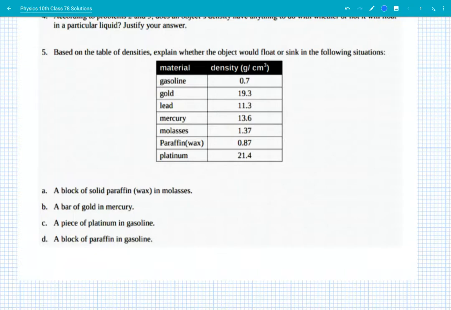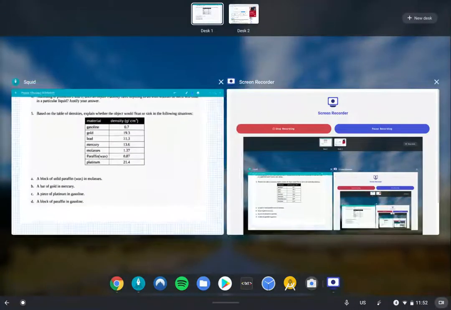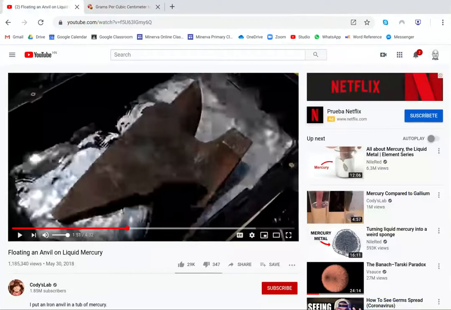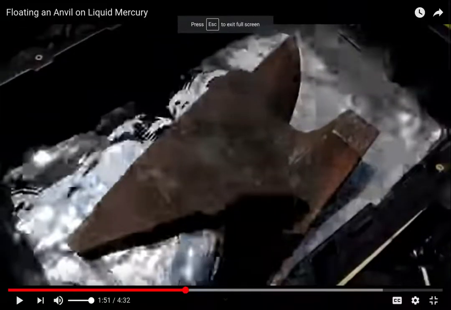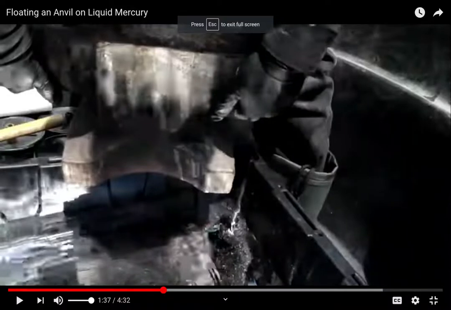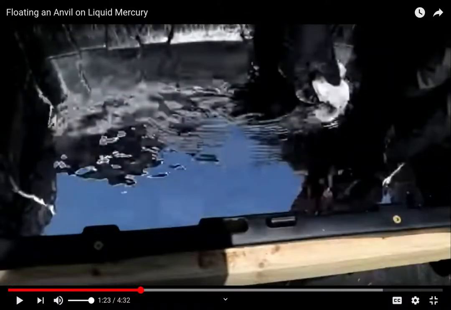B, a bar of gold and mercury. Density of gold, 19.3 grams per centimeter cubed. Mercury, not as dense as gold, 13.6 grams per centimeter cubed. So gold is super dense. Therefore, the gold would sink. Just to clarify, if you had a big block of gold in this mercury, the gold would still sink because it's so dense.